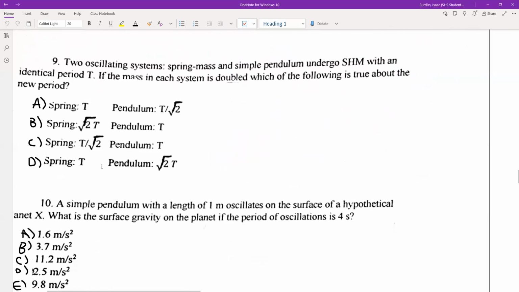Okay, now number 9. Two oscillating systems, a spring mass and simple pendulum, undergo simple harmonic motion with an identical period T. So that means that so far they equal each other. If the mass of the system is doubled, what will happen to the new period? So this is called factor of change.